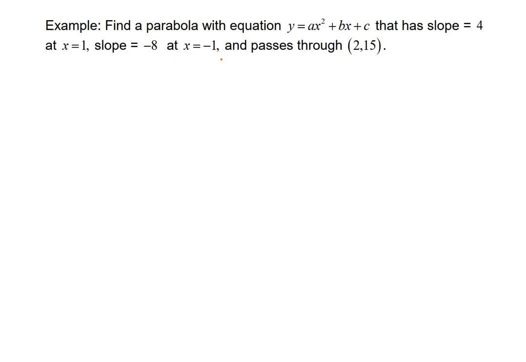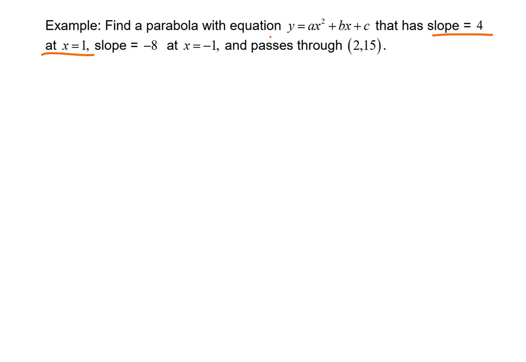All right, so there's a lot to put together here. Let's identify these key pieces that we were given. Slope equals 4 at x equals 1. What does that mean? Well, when you see language like the slope of this parabola, really that's what that means.